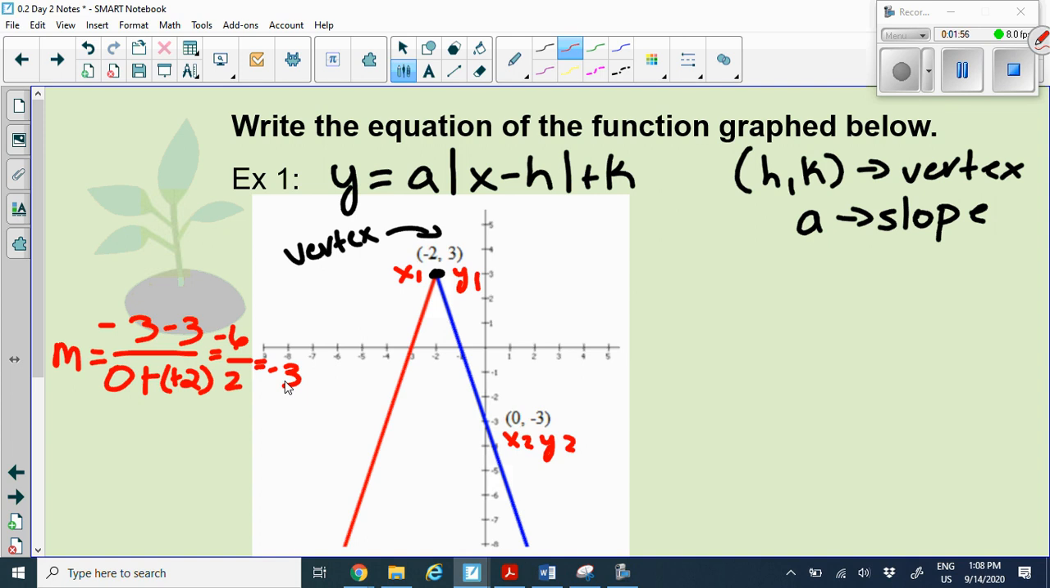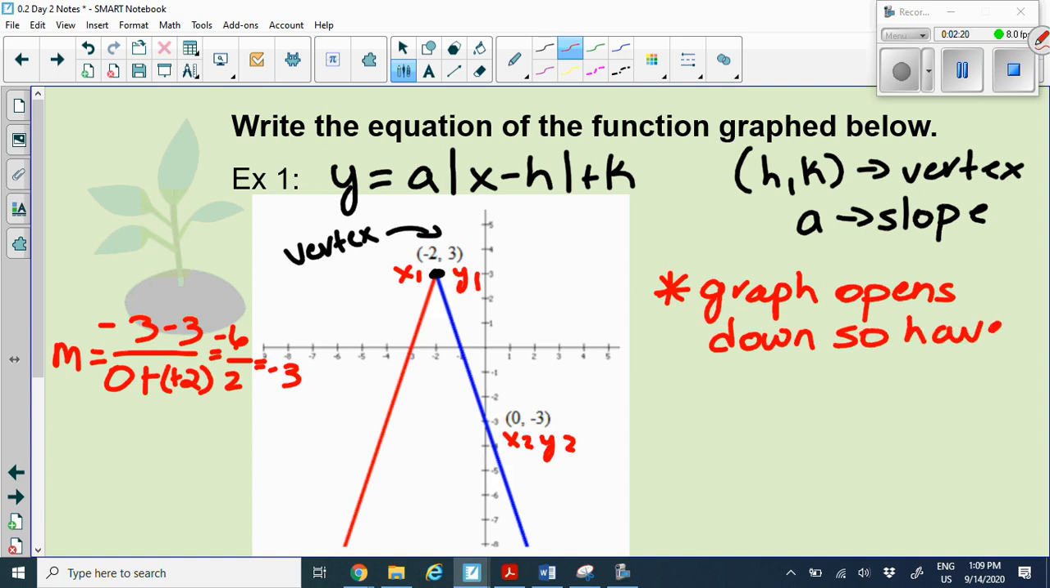The next thing is to determine, well, is a negative or positive? To know this, we have to look at our graph. Is it opening up or down? Since it's opening down, that means we have a negative a value.